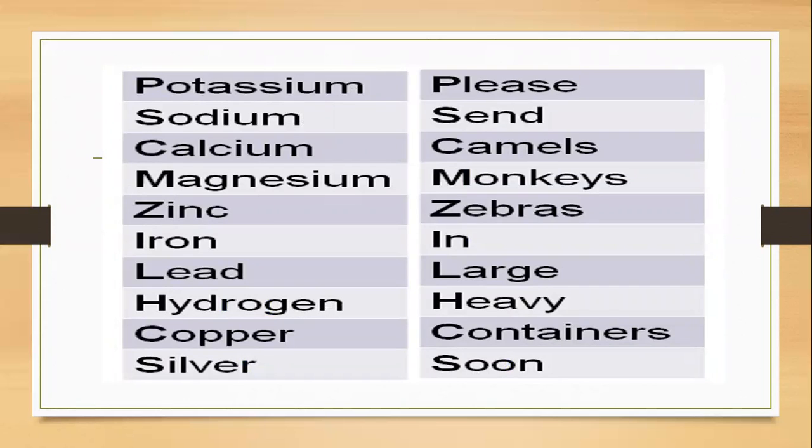This is an easy way to remember the first few metals of the reactivity table. For example, you can use this mnemonic: Please send camels, monkeys, zebras in large heavy containers soon. So by remembering this, you can remember the first few elements of the reactivity series.